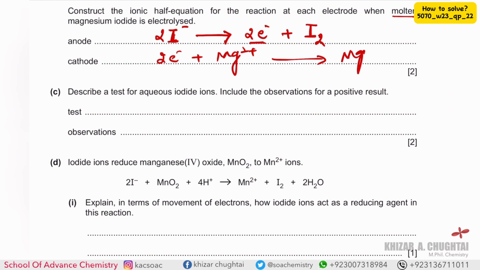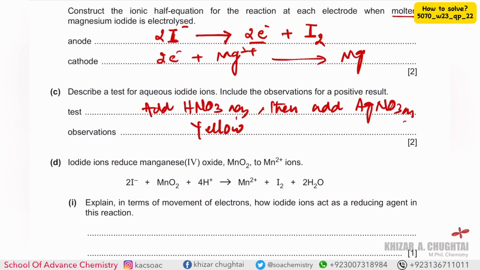To test the Cl negative ion, Br negative ion, or any halide ion, basically, first of all, we add HNO3 aqueous, then add AgNO3 aqueous, silver nitrate aqueous. Right. Observation will be yellow precipitate. Yellow precipitate is formed. That is the observation basically, and boom, that's all about this one.